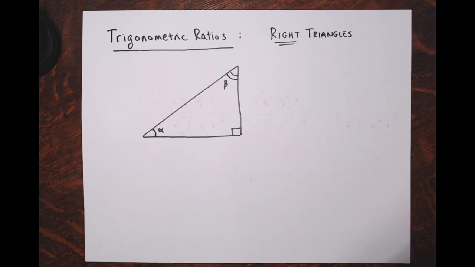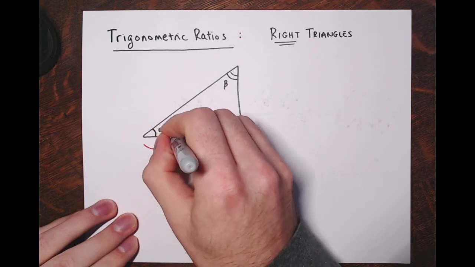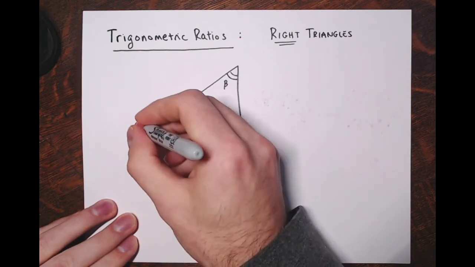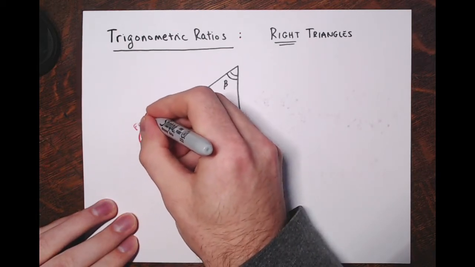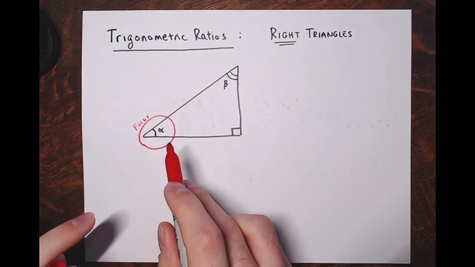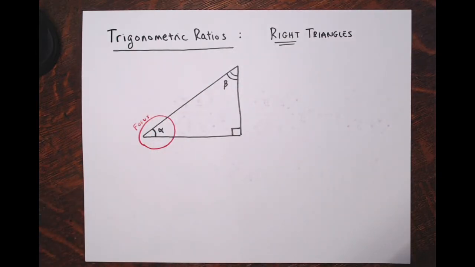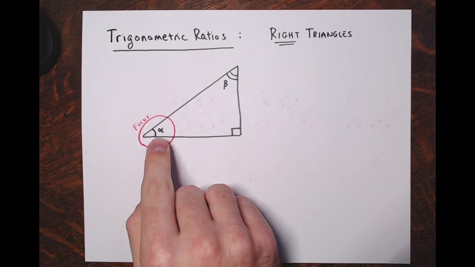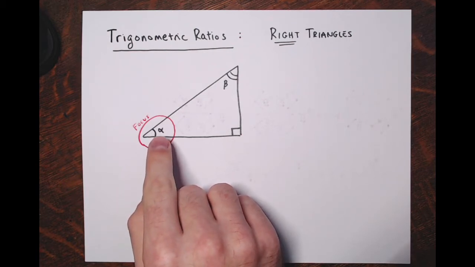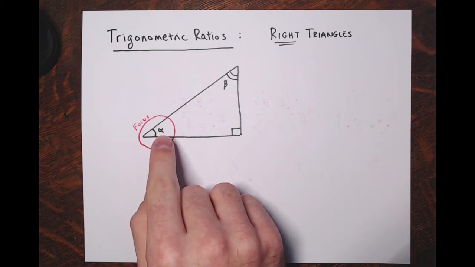Now if we focus on just one angle, say angle alpha, let's put our focus on angle alpha. First off, it's an acute angle. Remember, an acute angle measures between 0 and 90 degrees, so less than 90 degrees.